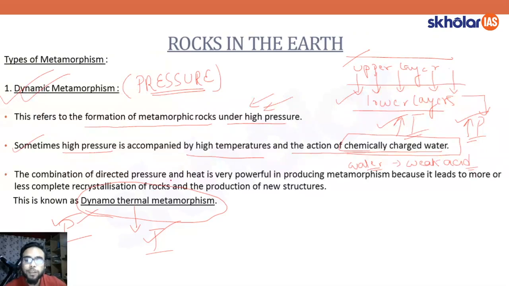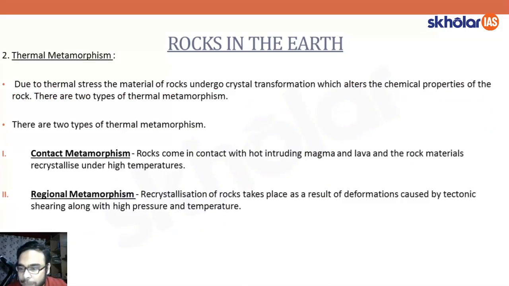So the combination of direct pressure and heat is very powerful in producing metamorphism because it leads to more or less complete recrystallization of rocks and the production of new structures, and that phenomenon is called dynamothermal metamorphism. Fine. Next, what is thermal metamorphism? Due to thermal stress, the material of rocks undergoes crystal transformation, which alters the chemical properties of the rock.